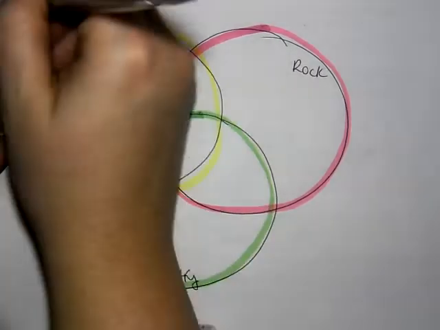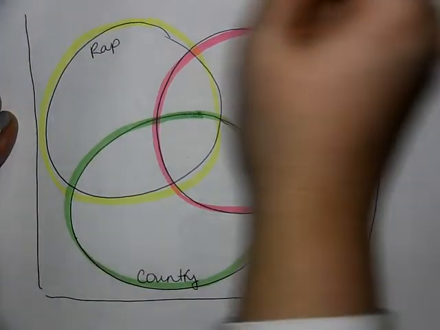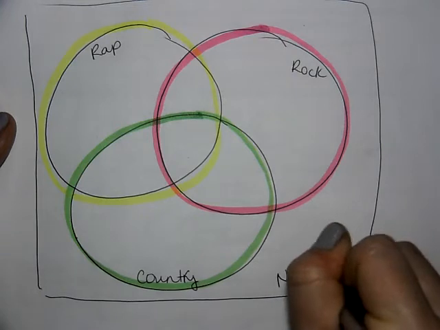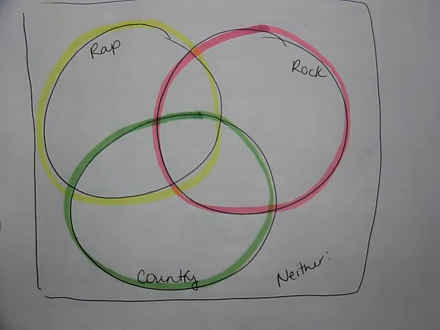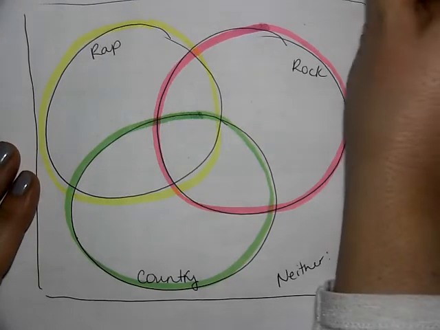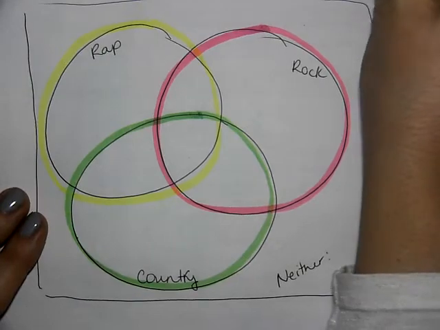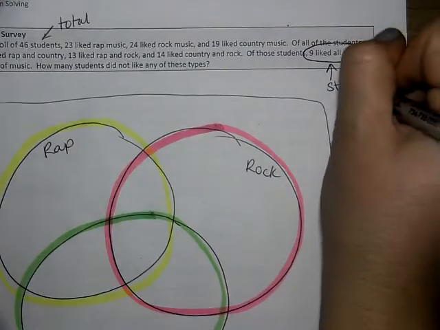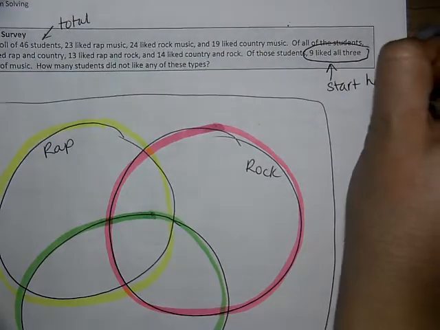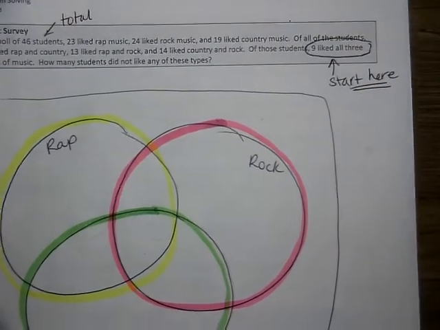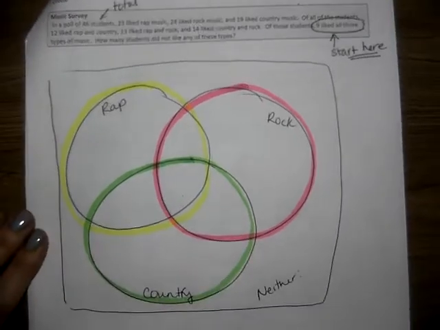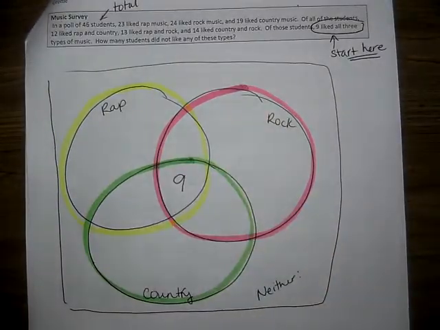And the same idea, I'm just going to put a box around this to represent students that don't fit any of these categories, and that's going to be my neither category. So it said within the problem that 9 students liked all 3 types. So where you see the innermost overlapping, that's where you begin, okay? So start here. Oh, you can't see that. There you go. Start here. Okay, so I'm going to put my 9 in the very center because 9 liked all 3.